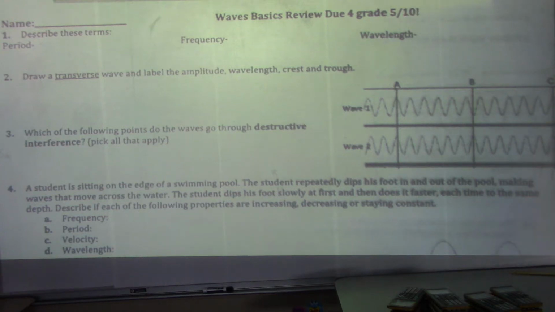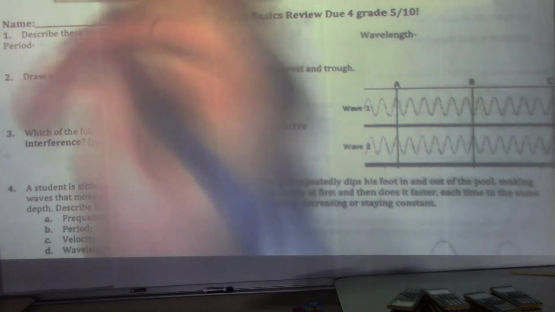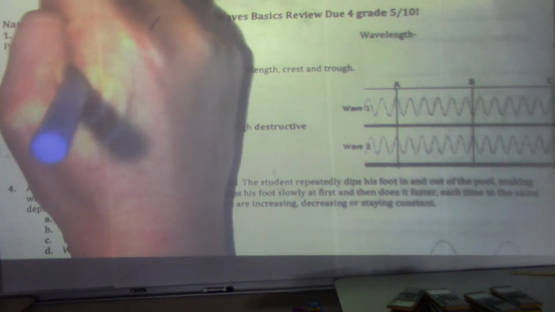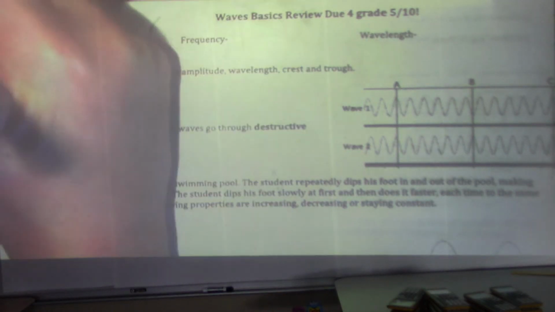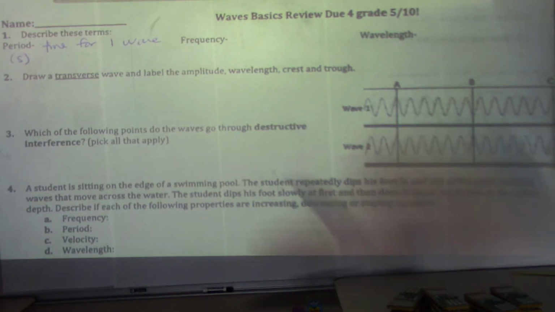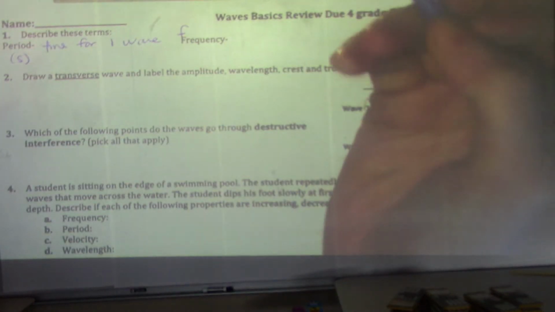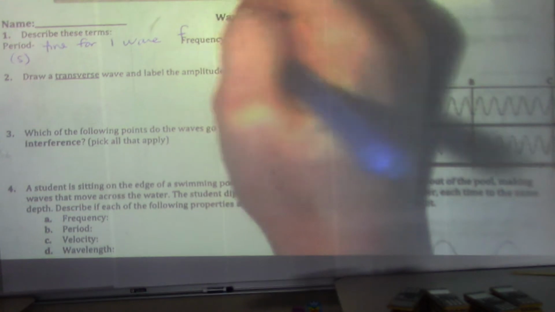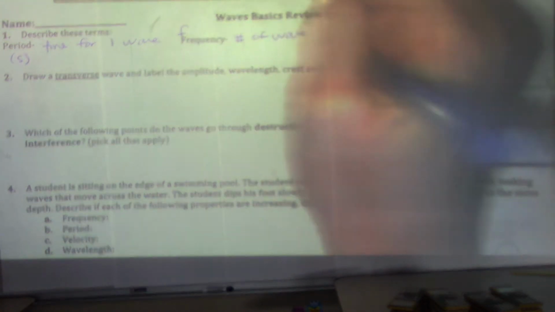Starting with our terms. Period is going to be capital T. That is the time for one wave, and that is measured in seconds. Next is our frequency, which is lowercase f. That is the number of waves per second.